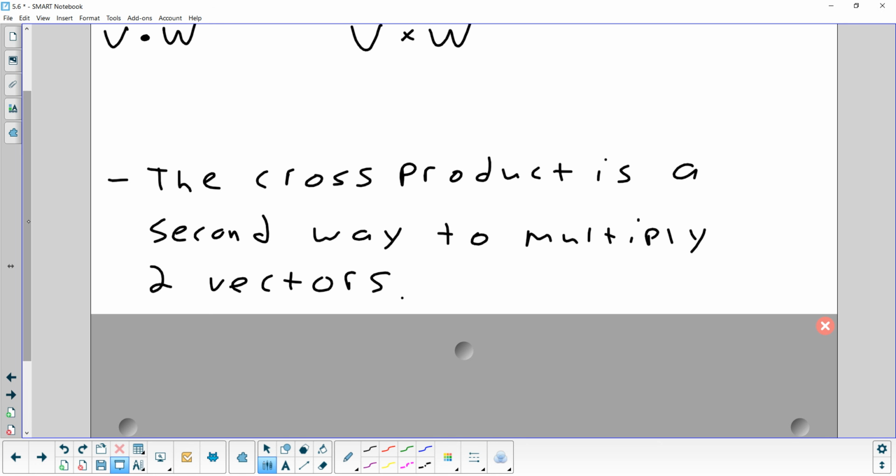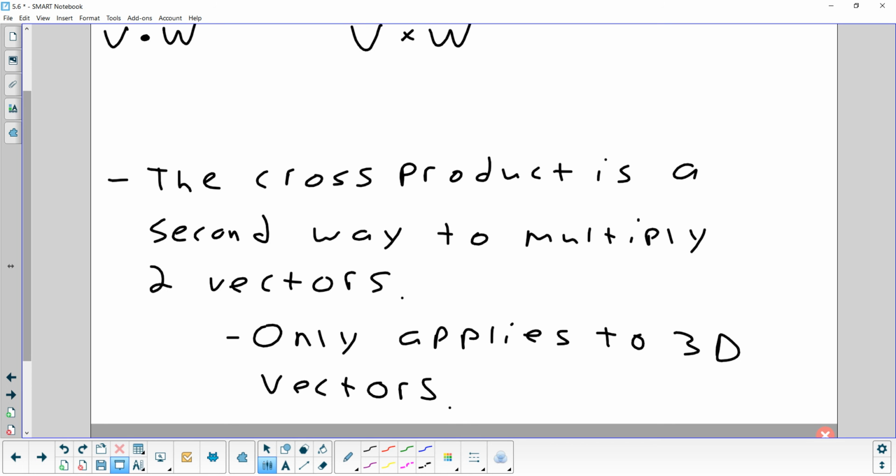So that's why I said if somebody gave me a problem and said, here's 2 vectors, multiply them, I'd have to say, what do you mean? Which way? Do you want me to do it as a dot product or a cross product? If you gave me 2D vectors, there wouldn't be any question. I can only do dot product. But if you gave me 3D vectors, I have 2 ways I can do it. So again, cross product only applies to 3D.